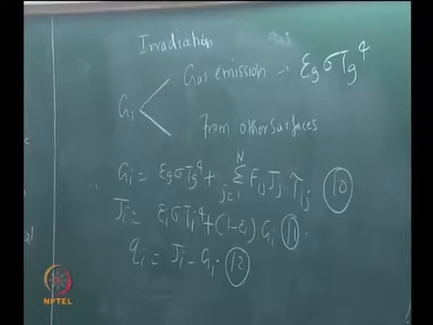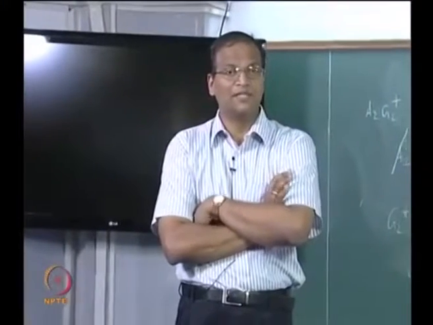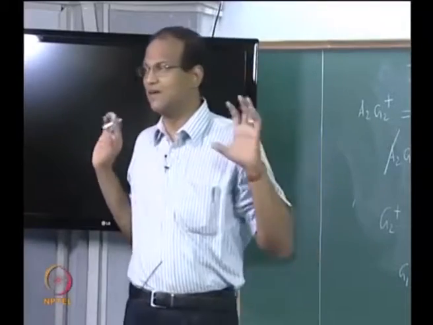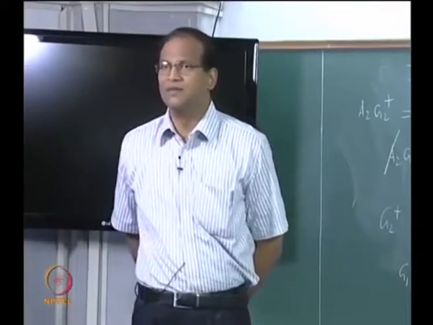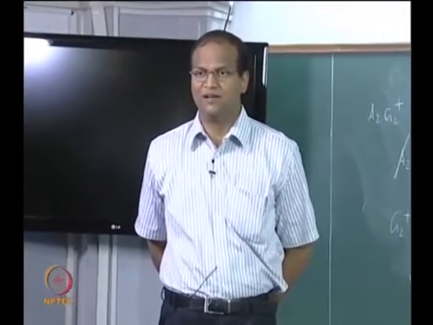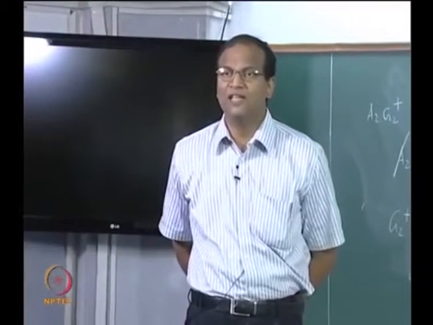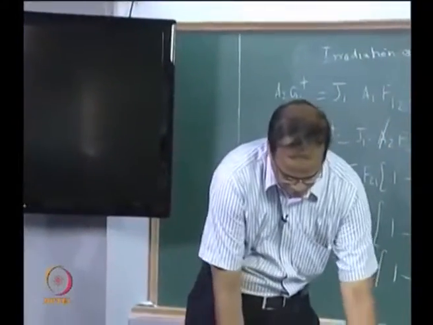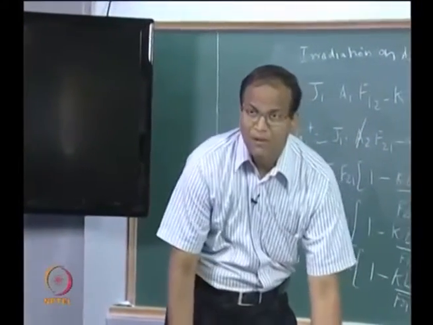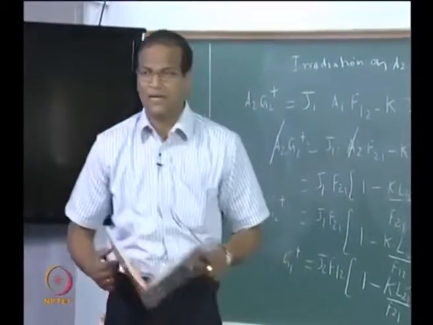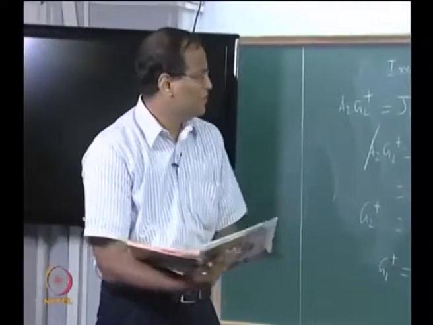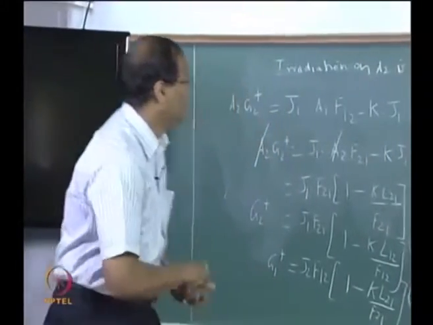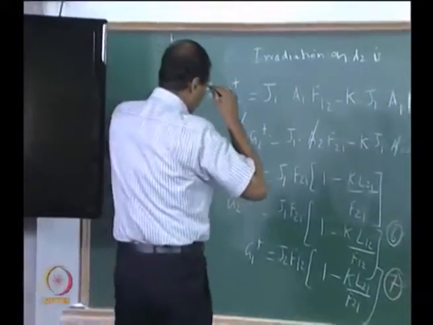So the formulation is exactly the same as before, except that the irradiation has some extra terms, one extra term and one modified term. The extra term is the emission, the modified term is the Fij tau ij. Is that okay? Fine. And what is the mean beam length for an arbitrary area? 3.5 V by A. Alright. So this is basically the theory of evacuated enclosure applied to a problem for an absorbing and emitting gas.